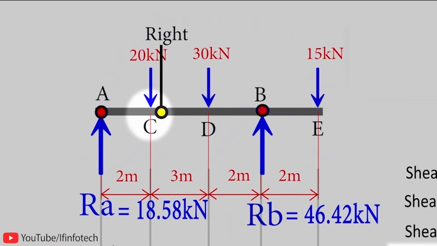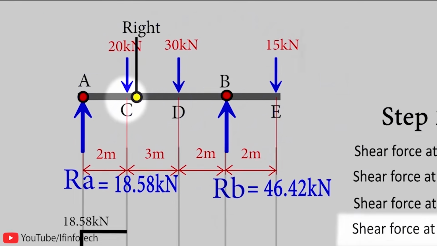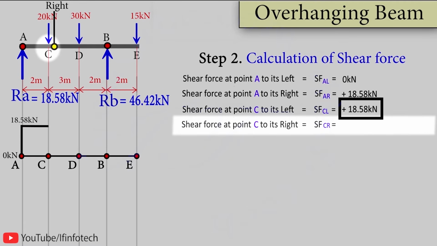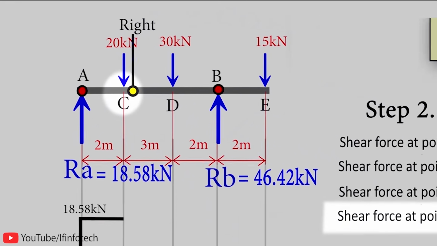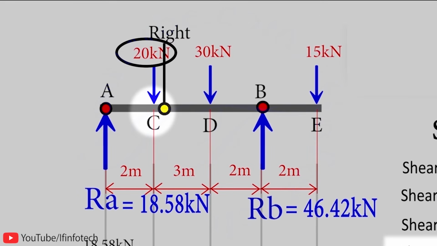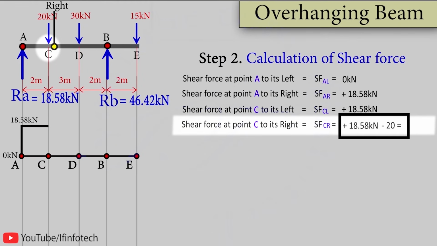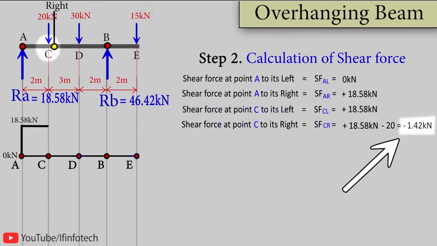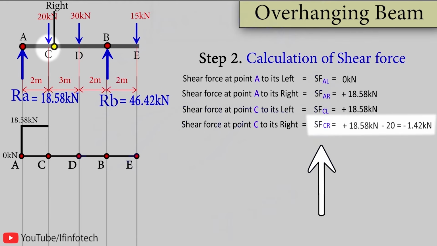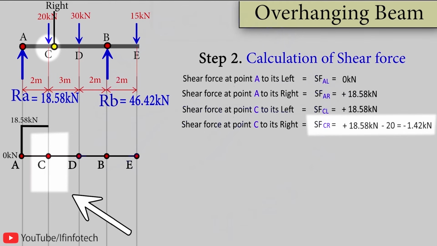Now when I am taking section to the right of point C, that is SF at C to the right, here I carry forward previous value of shear force up to point C to its left side, which is 18.58 kN. And when we move towards right of point C, then there is 20 kN downward force, which is negative. So this will be plus 18.58 minus 20, and it gives me the value of shear force as minus 1.42 kN. Therefore SF at C to the right is equal to minus 1.42 kN. Now in this case, value of shear force at point C to the right is negative.